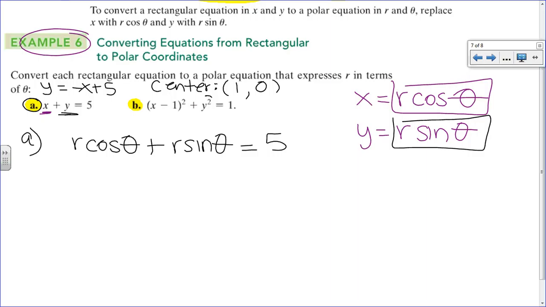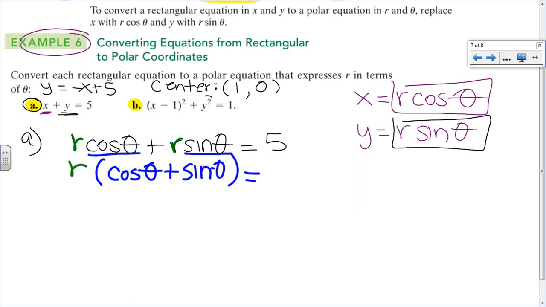Now, look at both terms on the left side and tell me what they have in common. They both have r. So I'm going to factor out an r. If I factor r from the first term, I get cosine theta, and if I factor r from the second term, I get sine theta. Here I still have a 5. Now we need to leave our equation in terms of r, so we're going to solve for r.